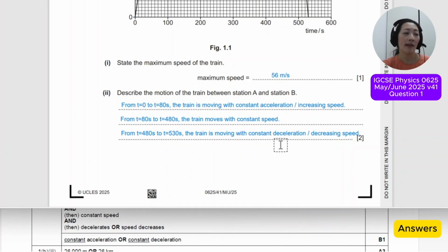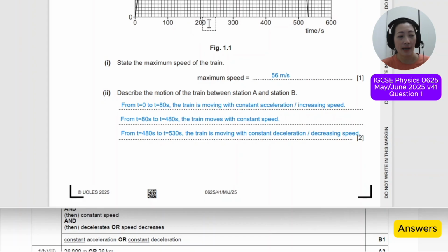So why am I writing so much over here? Because there have been some past year questions where marks are only given when you mention the time. So my suggestion is to be safe, write out all the information you can see from the graph because you don't know whether for that year they're being lenient or whether they're being very strict.